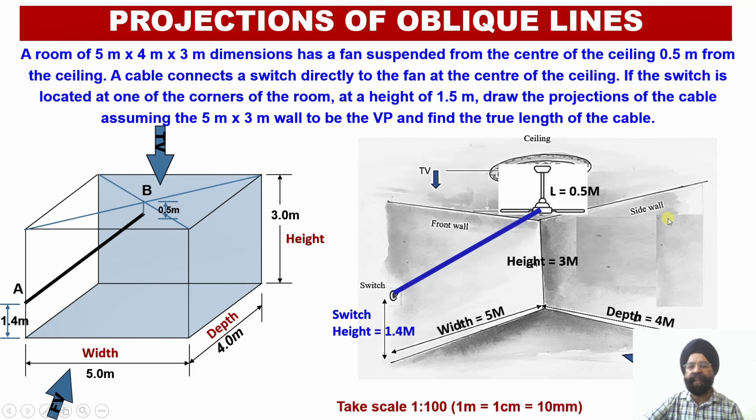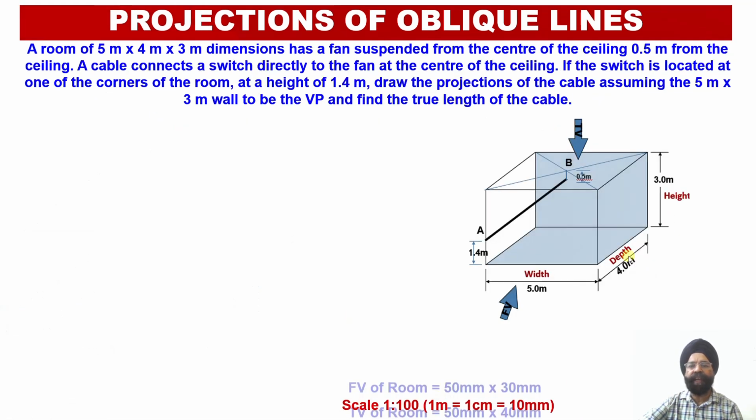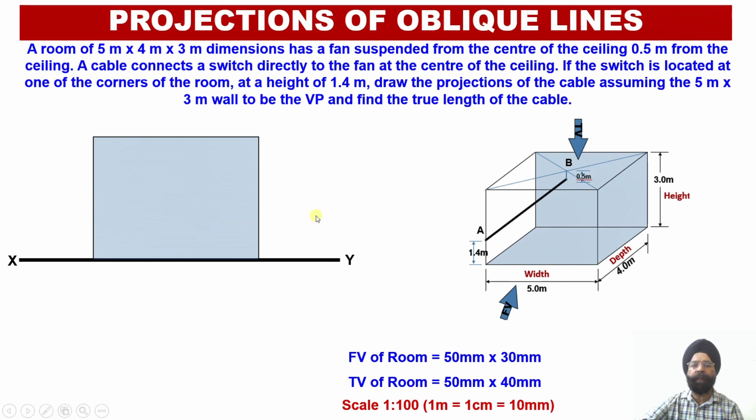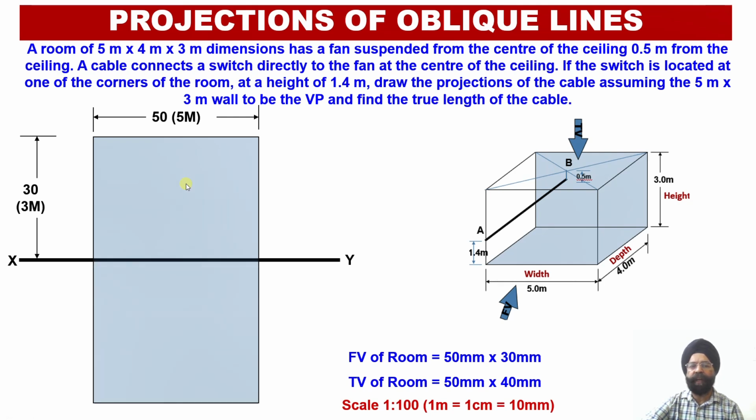Now let us start with the construction of the orthographic projections of this particular room. We know that the front view of this room will be represented with the help of a rectangle which measures a width of 50 millimeter and a height of 30 millimeter. So the width of the room we have marked as 50 millimeter over here, and the height of the room we have marked as 30 millimeter over here, right? So this is the front view orthographic projection construction corresponding to this room.